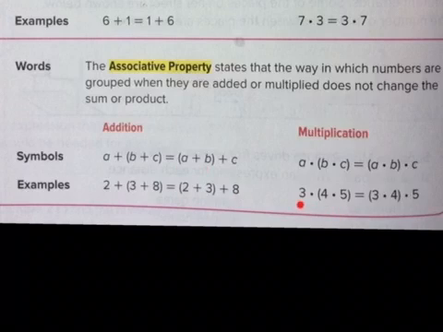Over here as well, we have 3, but we do the parentheses 4 times 5 first. 4 times 5 is 20, times 3 is 60. Or we could do 3 times 4 is 12, 12 times 5 is still 60. So it does not change the outcome.